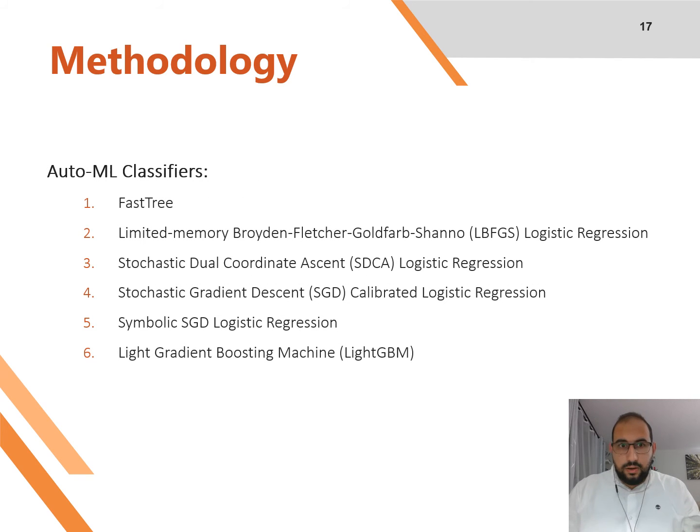The second step in our methods is the auto machine learning environment itself. We are going to use the Microsoft ML.NET environment for our auto machine learning development, and we have selected 6 classifiers in this environment for our experiment. These are FastTree, 4 different logistic regression models, and the Light Gradient Boosting Machine. The reason we have selected these 6 classifiers is their capability of binary classification and the return of a probability score as their output.